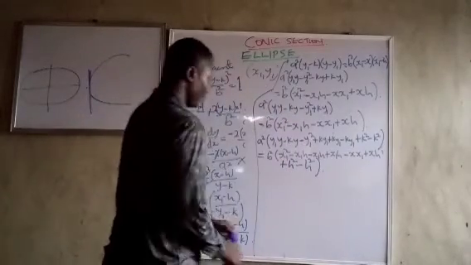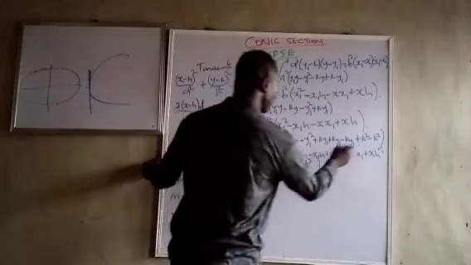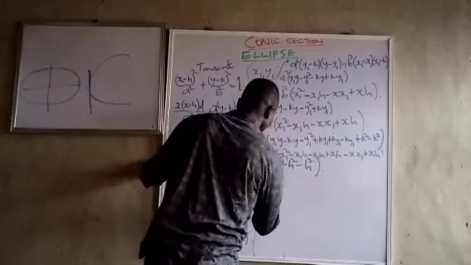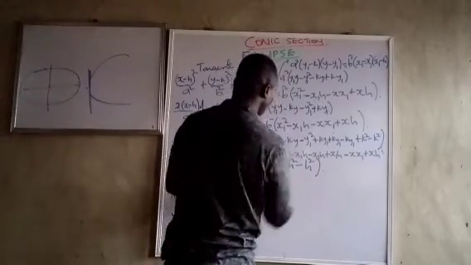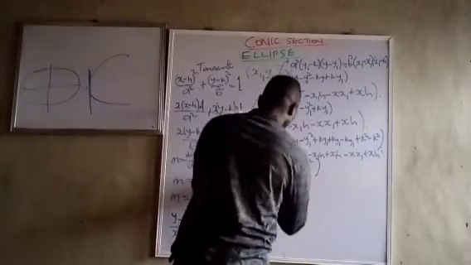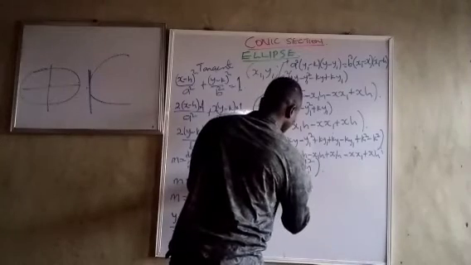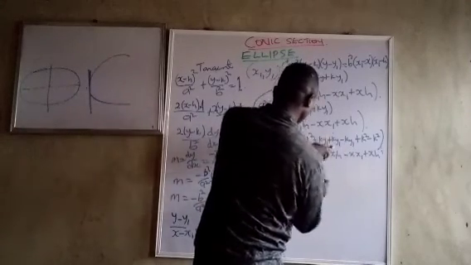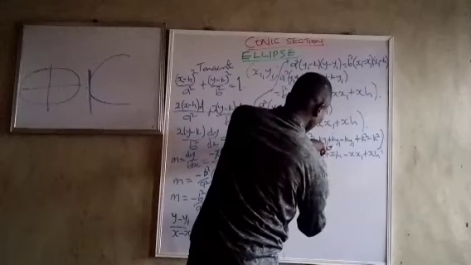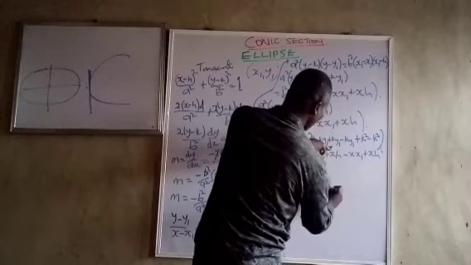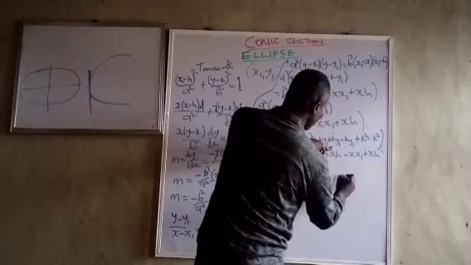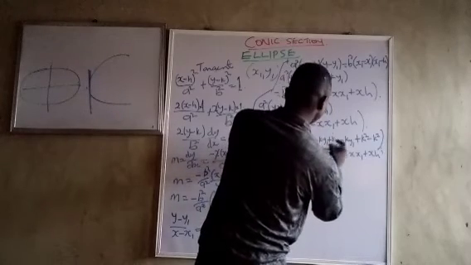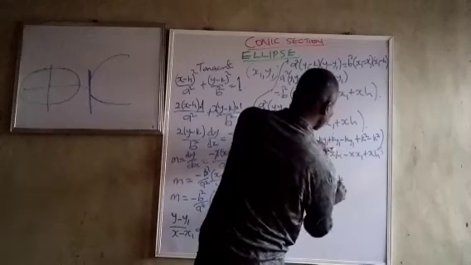Hope you are following. Now the next thing for me to do is this. I have a squared into y1y minus ky plus ky1 minus y1 squared plus k squared.